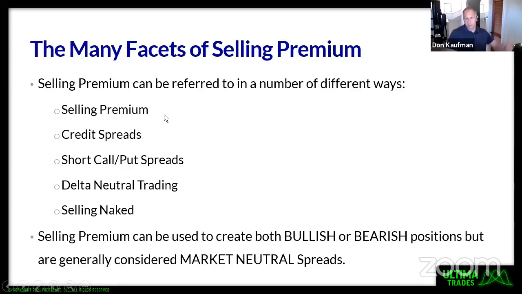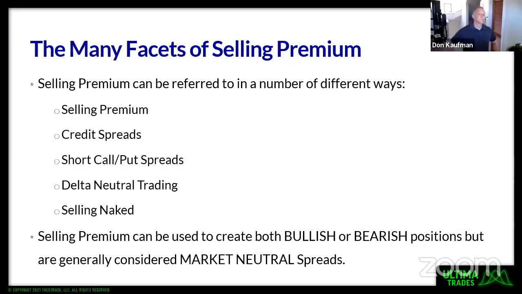Selling premium is called selling premium. Number two, it can be called credit spreads. You could do short call and short put spreads, which is the same thing as credit spreads, which is the same thing as selling premium. You could do delta neutral trading. There's a lot of different types of delta neutral, but delta neutral is absolutely selling premium. And then you could do selling naked, and there's iron condors and mambo combos. All of it's the exact same stuff.